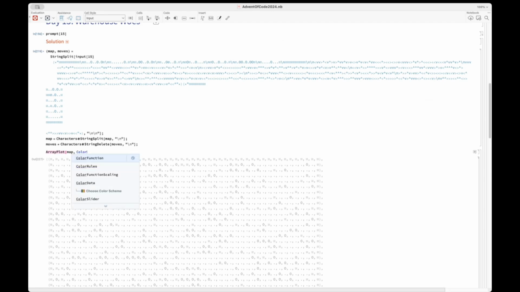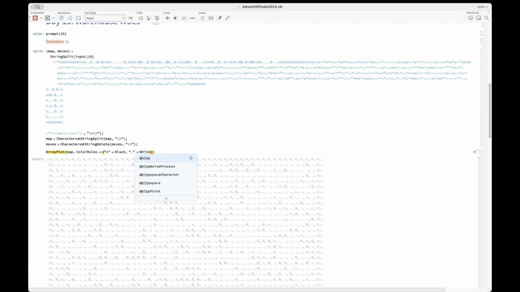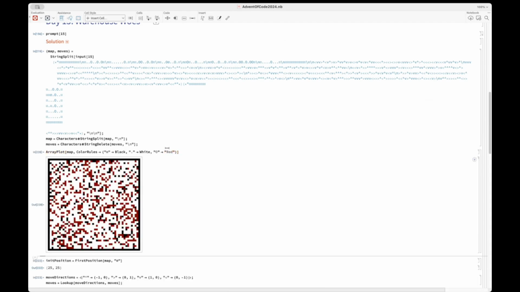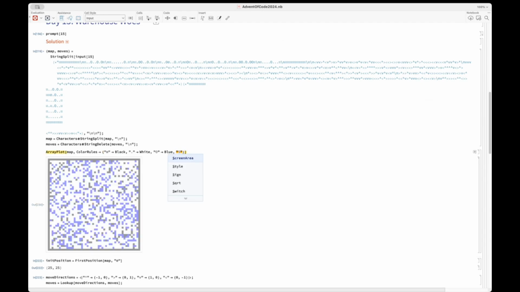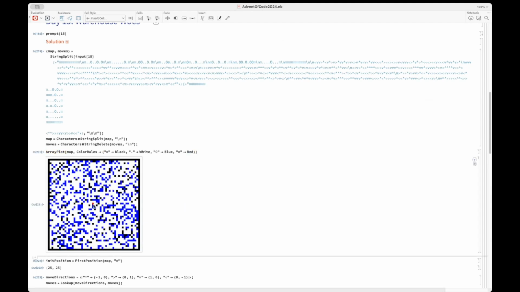I think this is some kind of wall. Make it black. This is where you're allowed to walk. It's white. And there are some kind of blocks that I think you're allowed to move around. We can make them red, or maybe blue. And I think you start at some position over here.